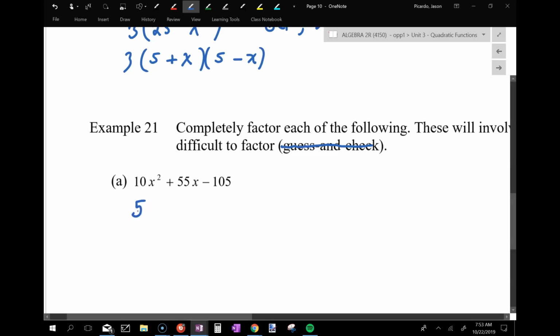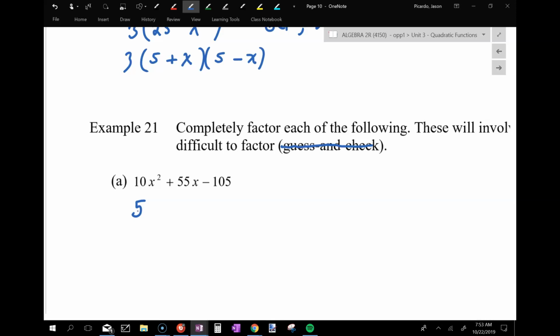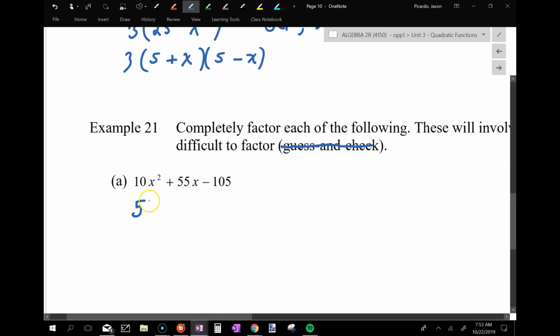Is there an x that's going to be a portion of our GCF? No, because there's no x in the 105. 5 goes into 10x squared. How many times? 2, leaving an x squared. 5 goes into 55 11 times, leaving an x. And 5 goes into 105 21 times.